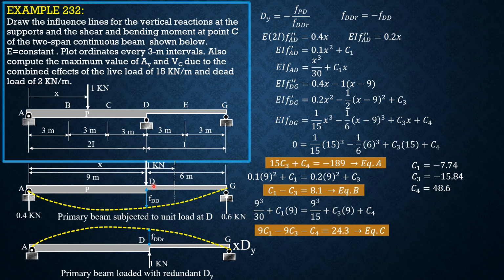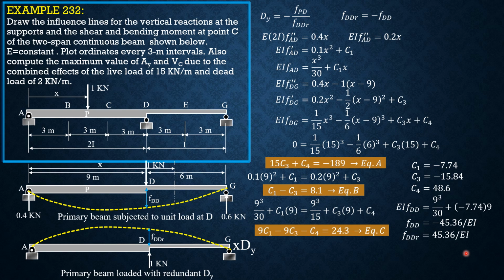Then EI FDD when x is 9. This is the simpler equation than the one here, but this is also applicable. So 9 cubed over 30 plus negative 7.74 times 9, that is the value of EI FDD. So FDD therefore is equal to negative 45.36 over EI. Since FDDR is the negative of FDD, FDDR is positive 45.36 over EI.